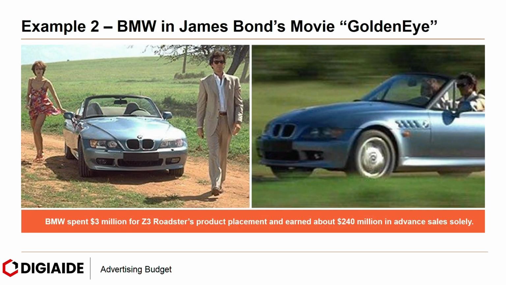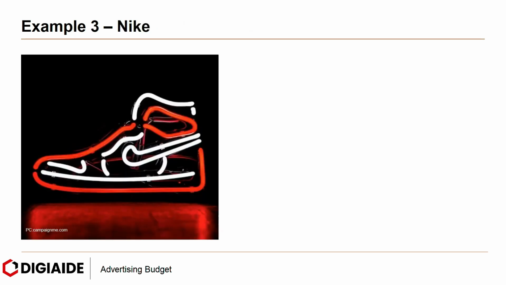Next example, BMW in James Bond's movie GoldenEye. BMW spent $3 million for the Z3 Roadster product placement and earned about $240 million in advance sales solely.